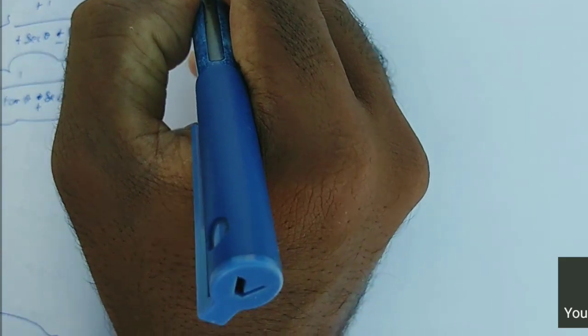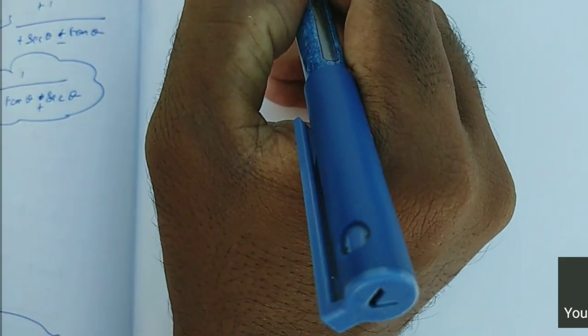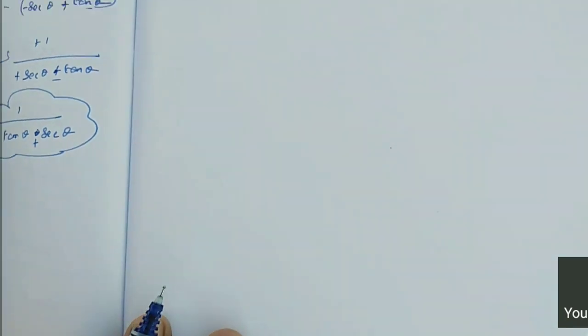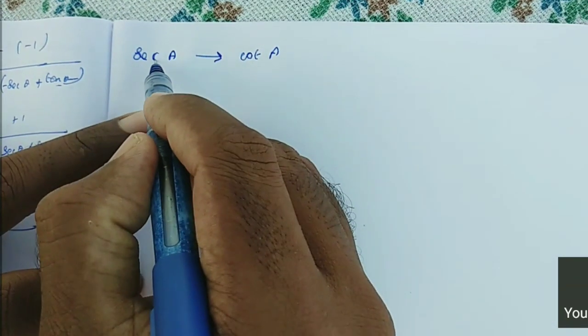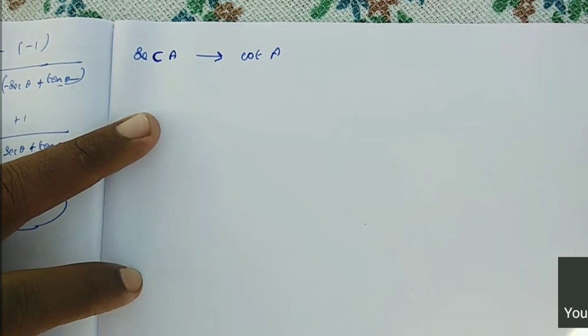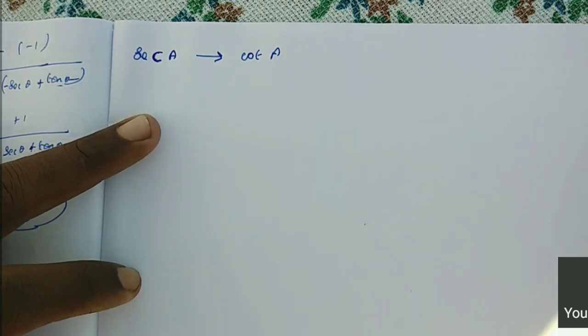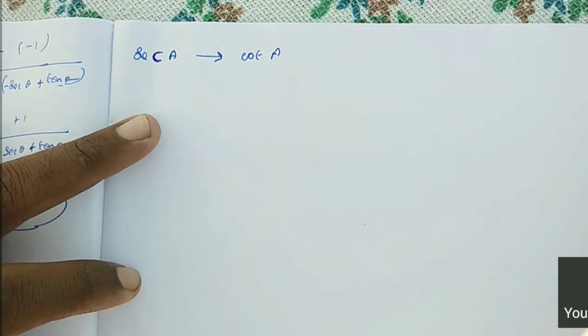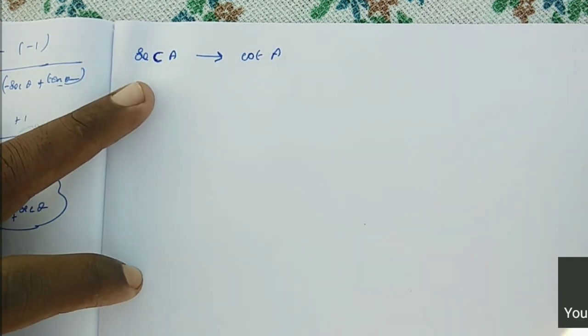Next, sorry, next, secant A. We can write it in terms of cot A. Secant A, we should write in terms of cot A. Sure. What is the relation between secant and cot? Do you have any other identity to use? Secant and cos. Secant, cot.